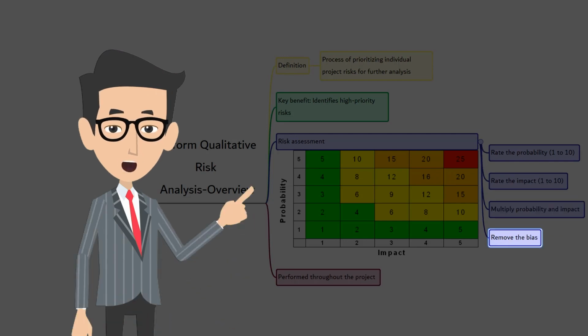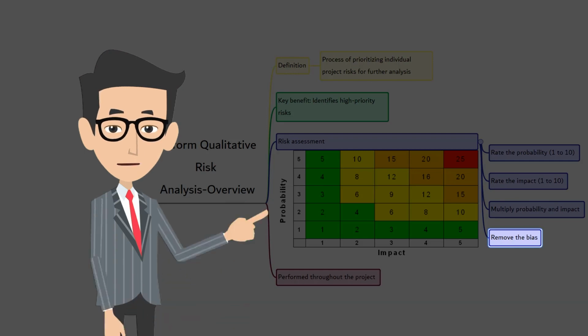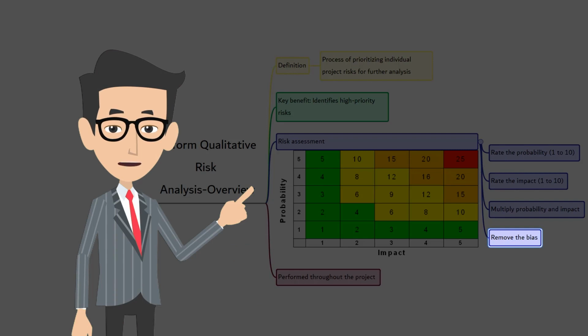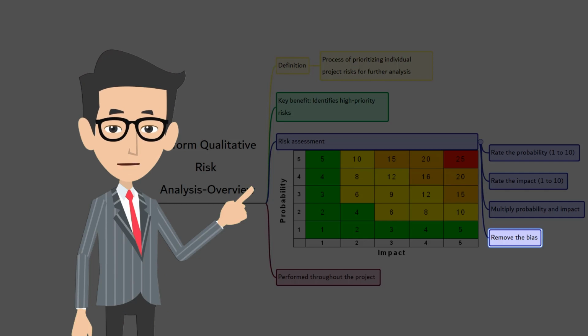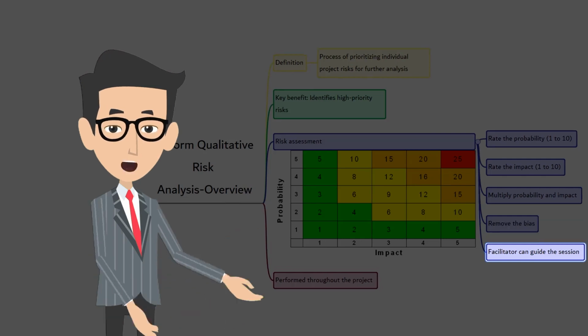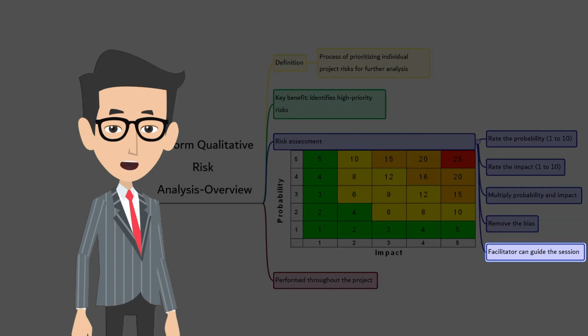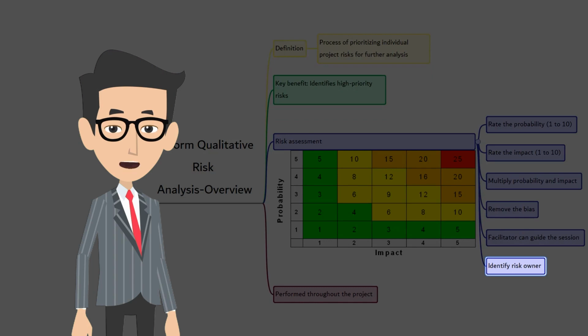Since this assessment is based on perception and experience, there can be bias. Since it's a qualitative method, the weightage can vary from person to person. So, attention should be paid to identify those biases and correct them. Just like in a brainstorming session, a facilitator can be appointed to guide the session. During this process, a risk owner will be identified along with an appropriate risk response.